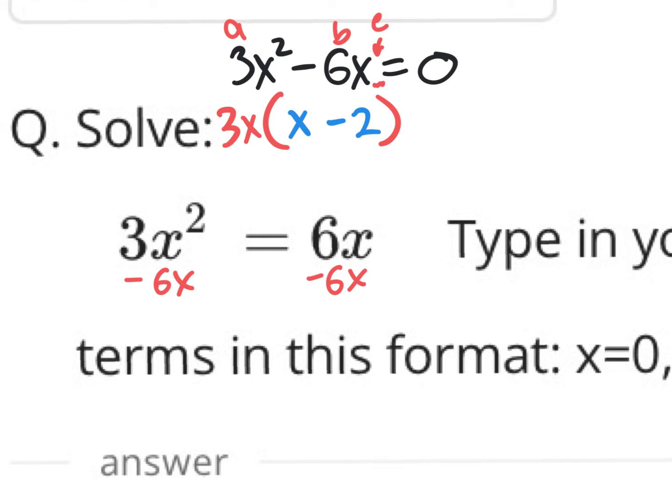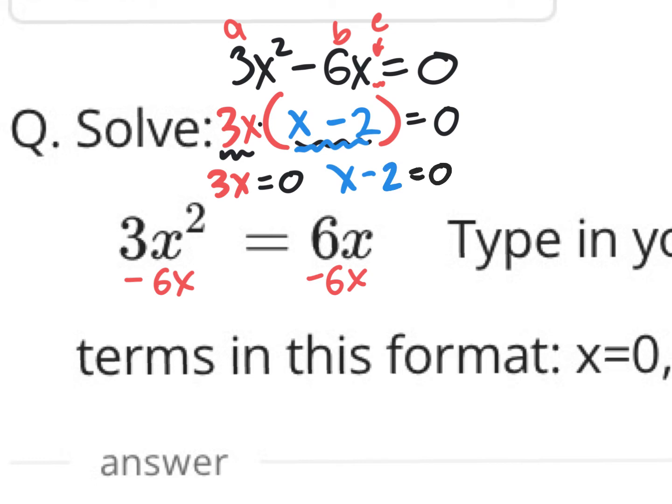And now because we have this in factored form as something times something else equaling 0, we could use the zero product property to split them and solve, set them each equal to 0 and solve. So I really have a 3x that could be equal to 0. And over here, my x minus 2, that also could be equal to 0.